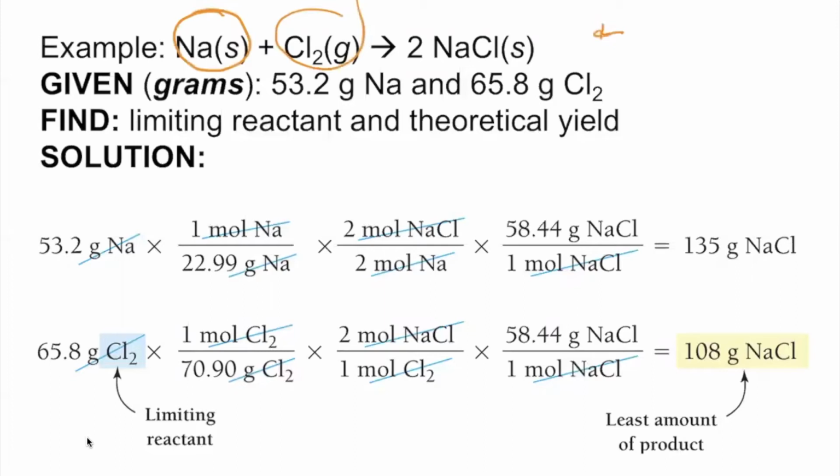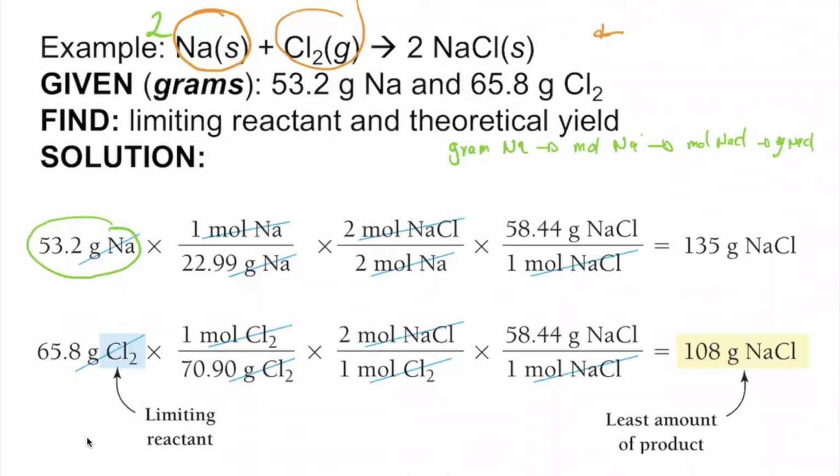So one, make sure your equation is balanced. In this case, your equation is not balanced, so you have to balance your equation. You put a 2 in front of sodium. Chlorines are balanced. Okay, so now we're balanced. So you want to start with your grams. So you're trying to go from grams of sodium to moles of sodium, to moles of sodium chloride, to grams of sodium chloride.